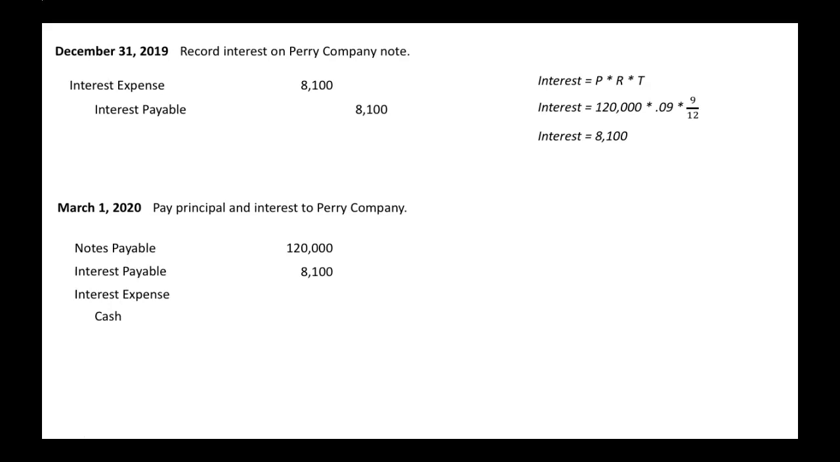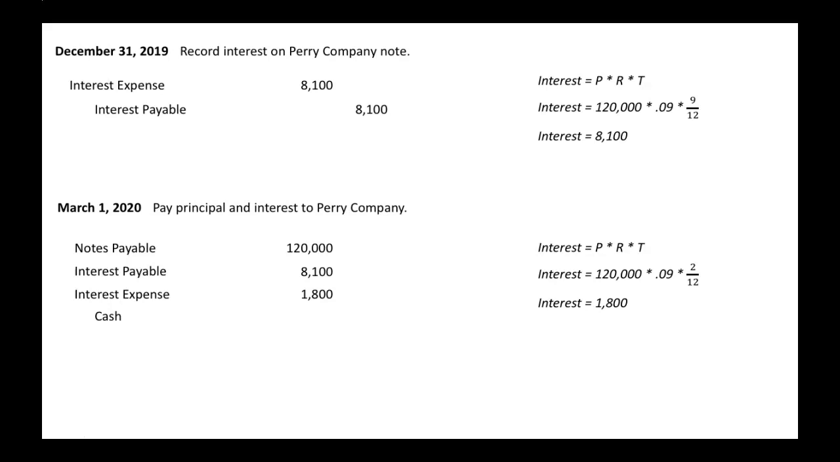Interest payable, that's the amount that we found, the $8,100. Interest expense is for the months of January and February because we have not recorded this interest yet. So we need to calculate it again. So we take our principal times our interest rate times 2 over 12 because we only need to worry about January and February. And our interest comes out to be $1,800. So we'll plug that in for our interest expense.